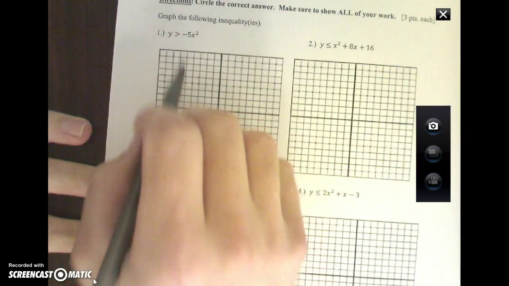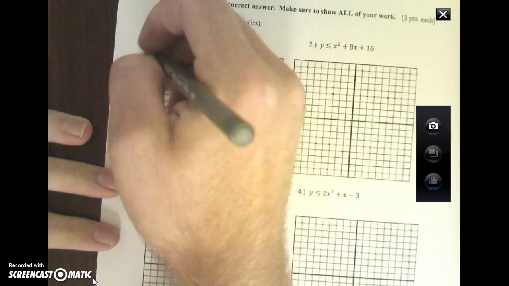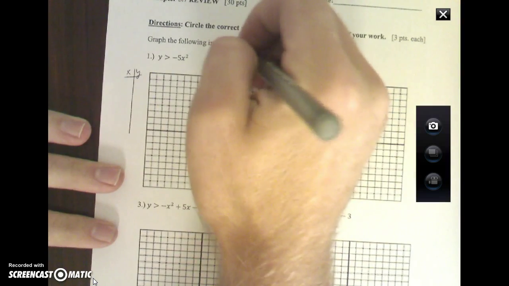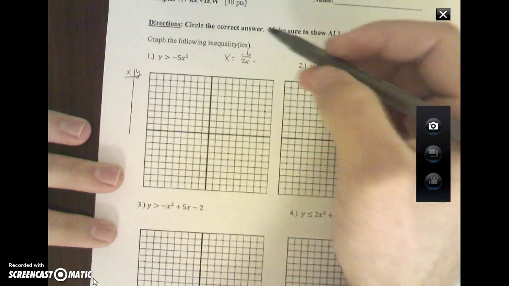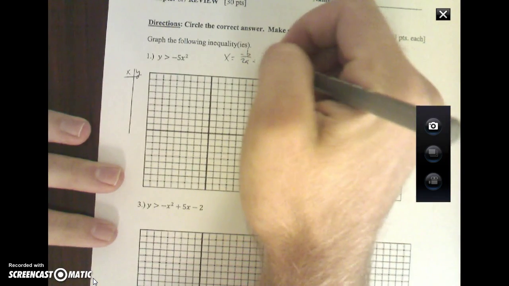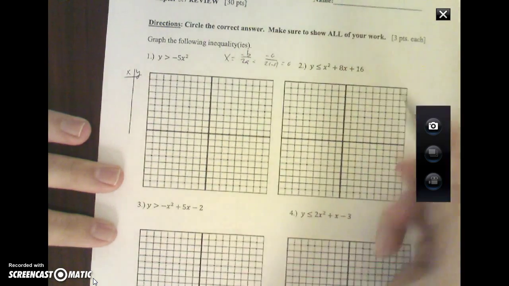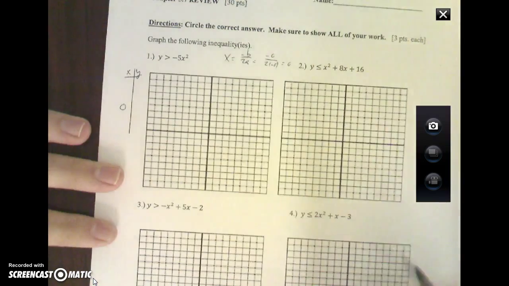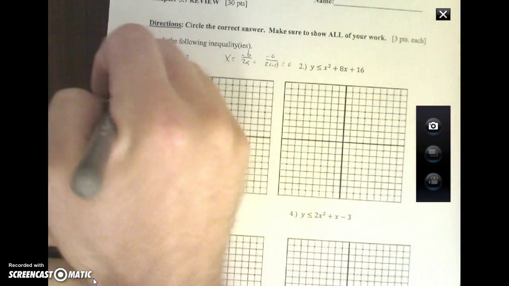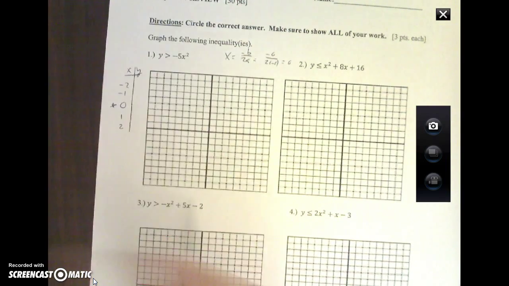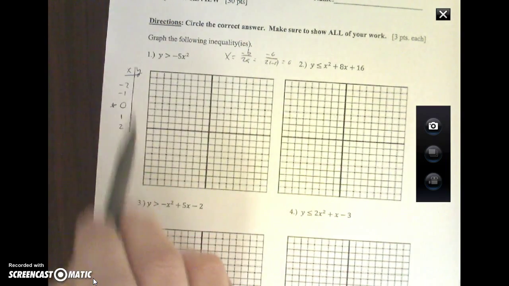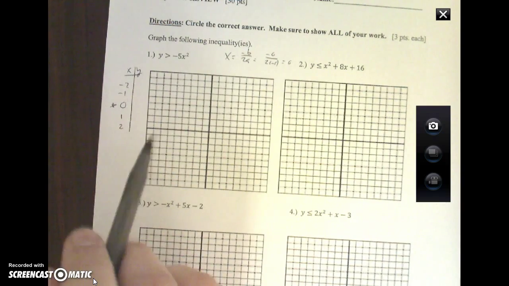So y is greater than negative 5x squared. For this, I'm making my xy chart, much like we've been doing constantly, and x equals negative b over 2a. Please note that I only have an x squared, so my b has to be just 0. So it's just going to be 0 as my main point. Alright, simple enough. And I'm building around this like I normally do. Please, if you are not understanding this right here, please come see me and talk to me. Okay, please make that a point.